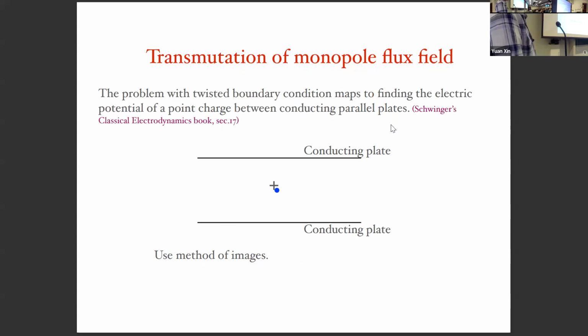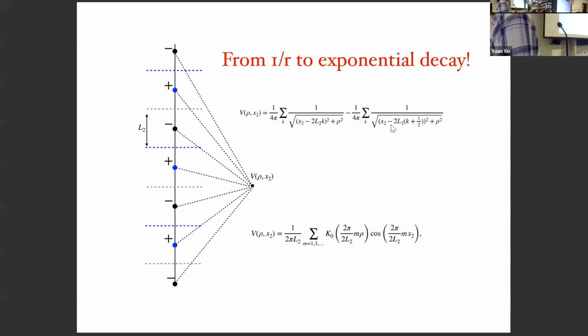You put a plus charge here, but the image will be minus, and you will continue this ad infinitum. So this problem actually maps to a very simple problem that we study in electrostatics: the Coulomb field of a charge in the presence of two conducting plates. A whole section 17 of Schwinger's book is devoted to this. Something very interesting happens. You have these alternating arrays of charges.